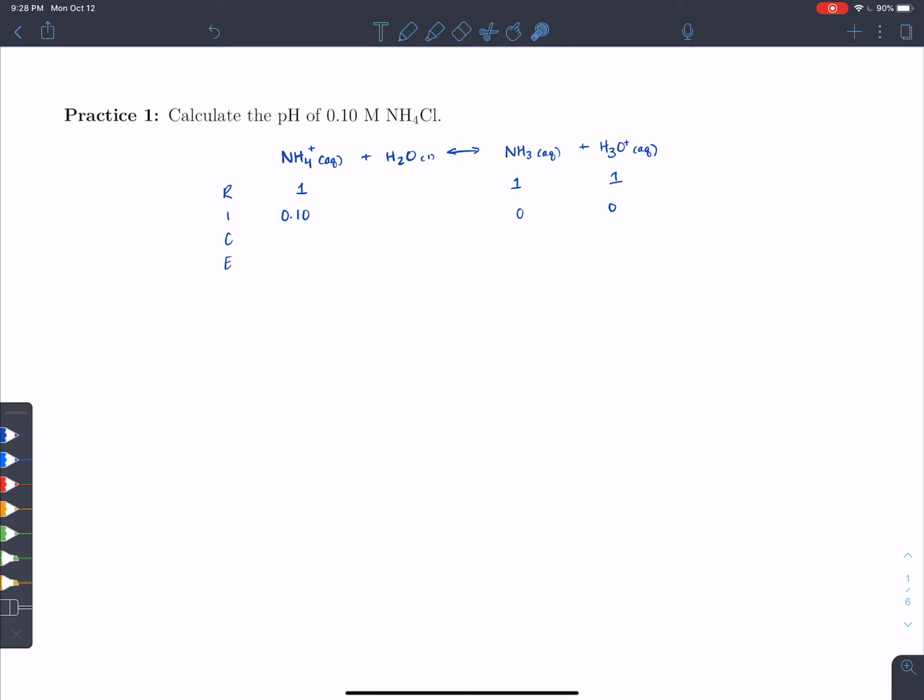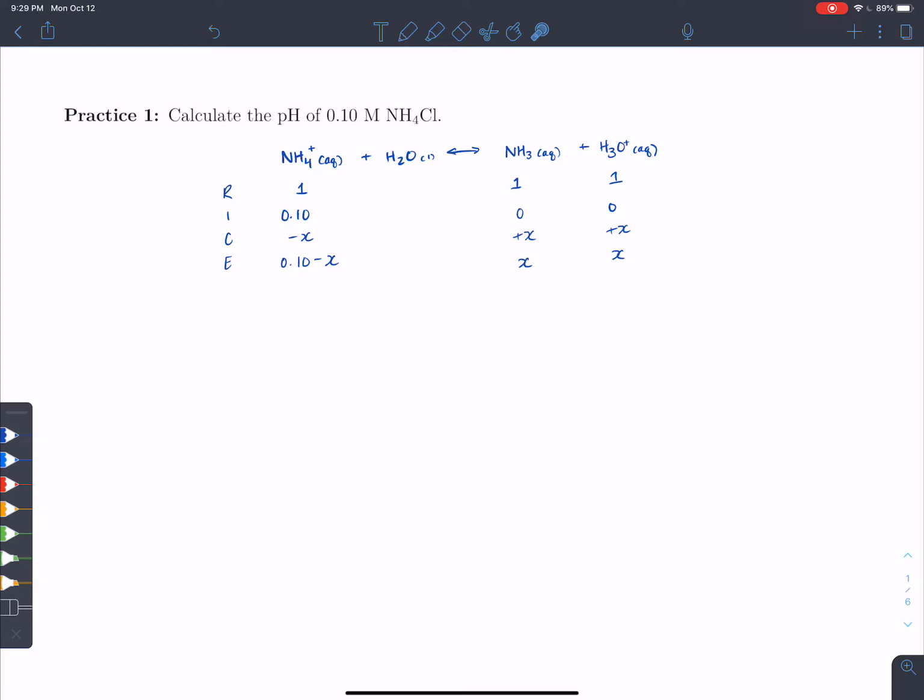Then when I'm looking at the change in concentration, I know that there's a specific amount that this concentration changed by, and we're going to denote that with minus x because it's going to decrease. That same amount that decreased the initial concentration is going to increase my ammonia and my hydronium, so I'm going to use plus x and plus x. Then at equilibrium, I'm looking at the initial plus the change, so it's going to be 0.10 minus x, and then just x and x.